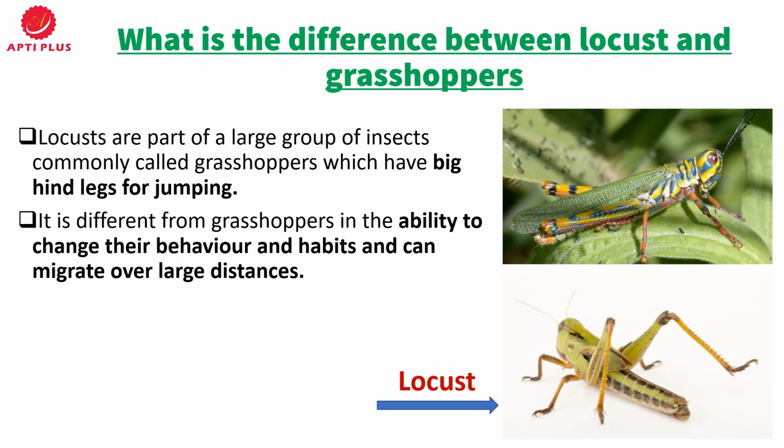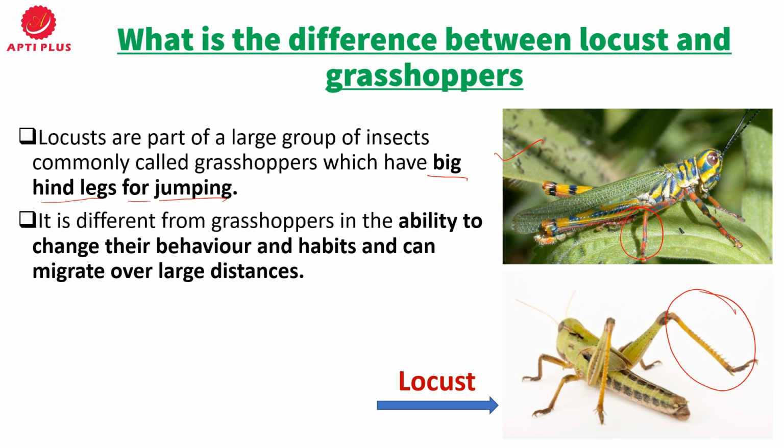Now coming to the difference between the locust and the grasshopper. You can see this in the picture. This is a picture of a grasshopper and this is of a locust. The primary difference is that locusts are part of the largest group of insects commonly known as grasshoppers. Both belong to the grasshopper family, but the locust has big hind legs for jumping. Compared to the locust, the grasshopper's hind legs are pretty small. The larger hind legs help locusts jump farther.